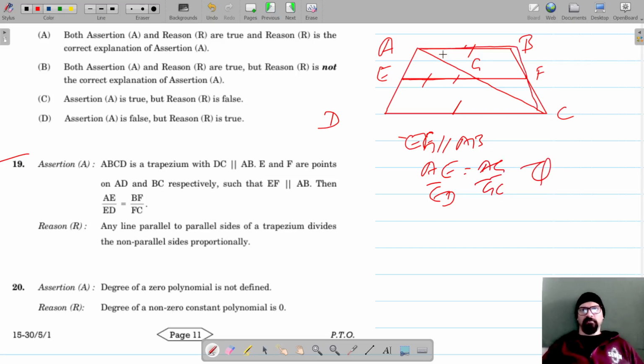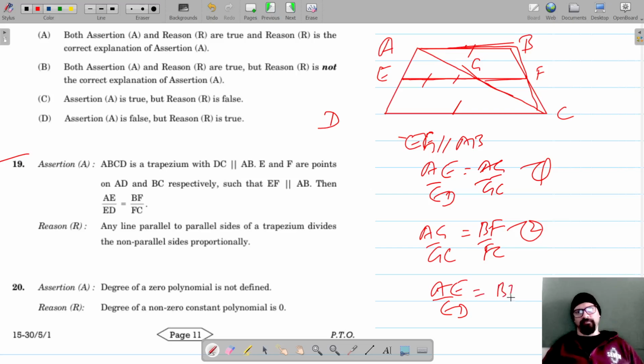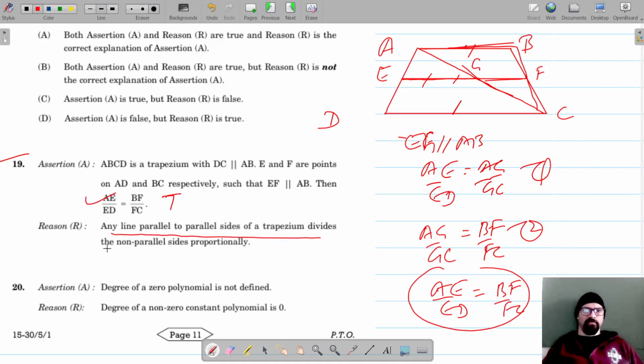Similarly, in triangle ABC, GF is parallel to AB. So you can use the BPT theorem, which gives me AG by GC is equal to BF by FC. From 1 and 2, we get AE by ED is equal to BF by FC, which is true, and any line parallel to the parallel sides of a trapezium divides the non-parallel sides proportionally, which is true.